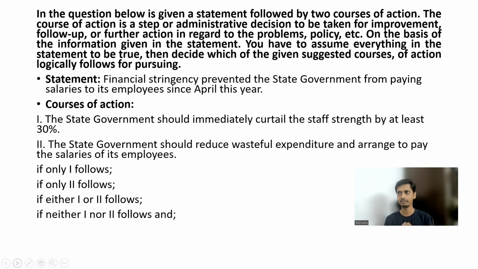Will you do it? If we do it, there will be some big problem, right? Maybe there is a possibility of curfew. People may go on a rampage. So that is a possibility. So that is not logically correct. So reducing employee strength by 30% is not the logical solution, logical action. Okay, now moving to the second course of action. The state government should reduce wasteful expenditure and rearrange to pay the salary of its employees. It looks logically correct, right? So we have to reduce the unnecessary expenditure to give salary for the employees.